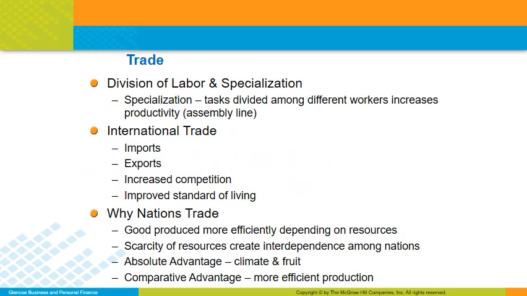All right, regarding trade, there is a division of labor, and I think you know about specialization if you've taken a history course. Division of labor is that tasks are divided among different workers to increase productivity. The best form of division of labor was the assembly line, and I'm sure that you have studied that or at least had some exposure to it.